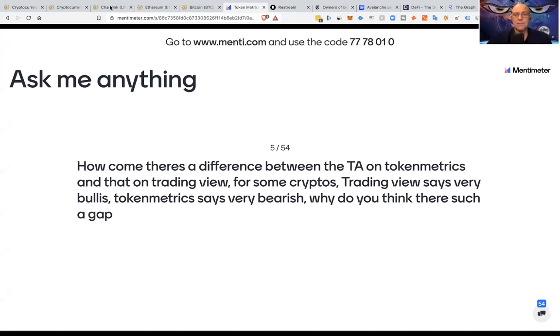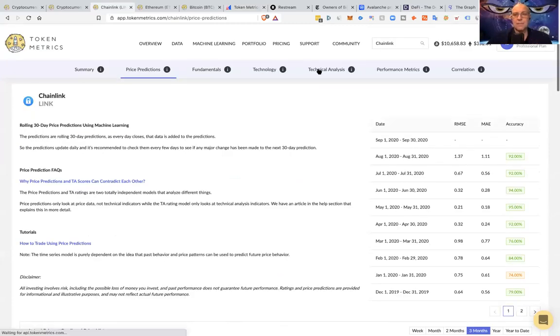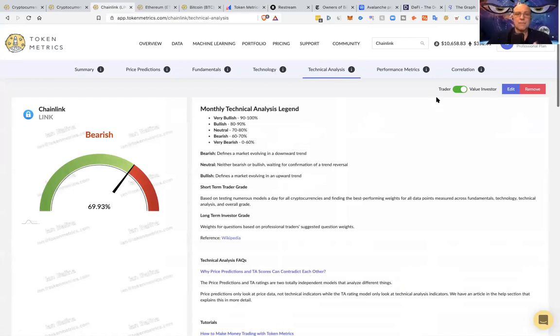Very good question. So for example, if we go back to Chainlink here, and go to technical analysis, our technical analysis indicators are backtested through our AI, and that's how our scores are determined. While the ones on TradingView, I don't think there's any kind of AI backtest, and I think theirs is based on just, actually, let me see if I can pull up TradingView's indicator here.